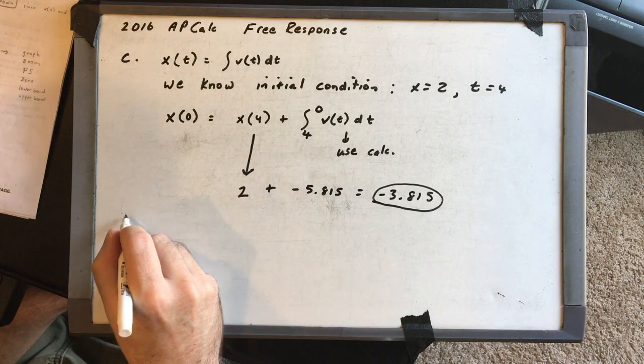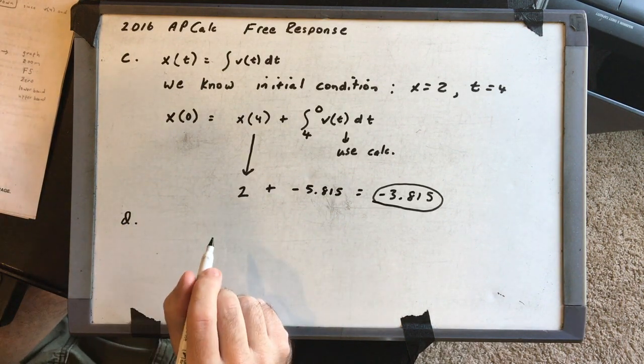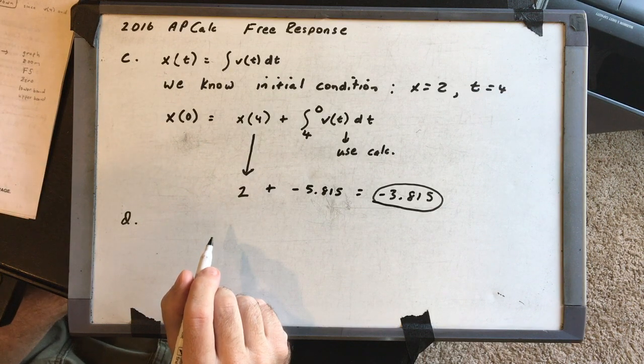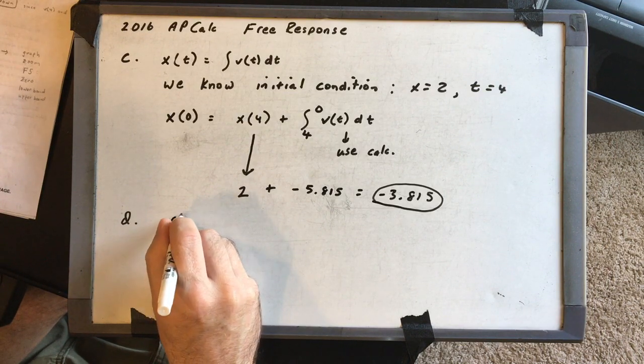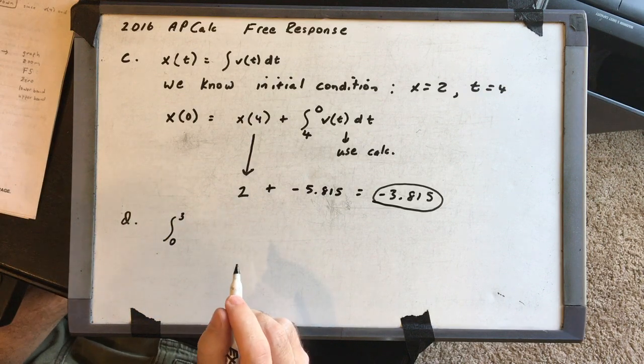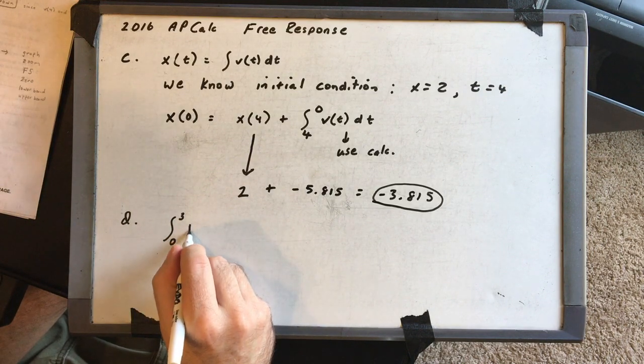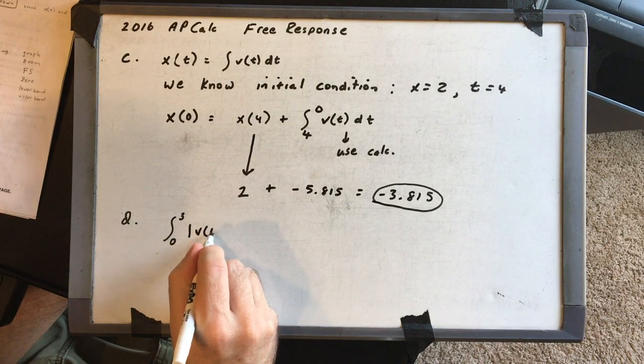Okay, and then part D says find the total distance the particle travels from time t equals 0 to time t equals 3. All right, that total distance, you integrate. Remember, we're totaling up something, so we're going to integrate from 0 to 3 the absolute value.